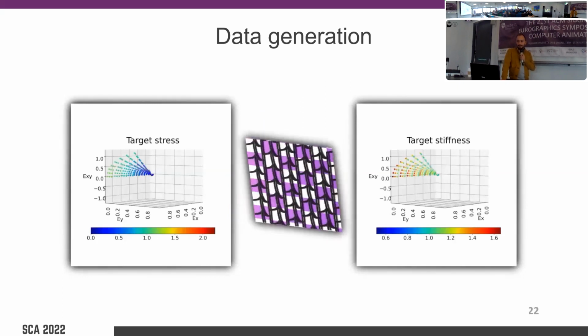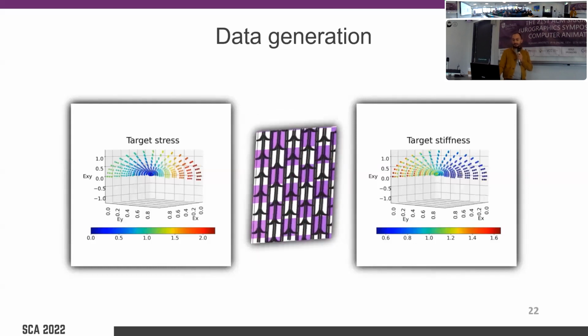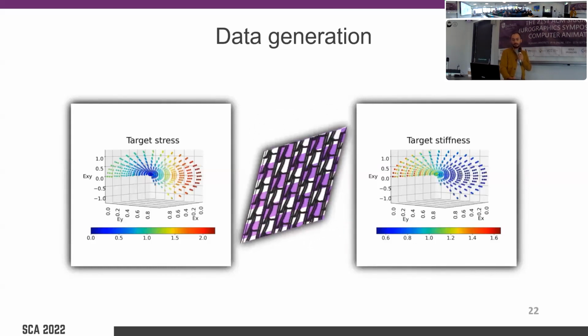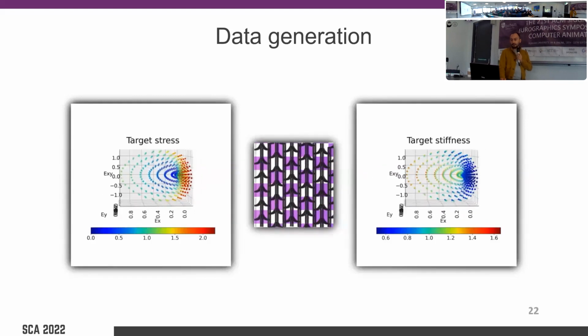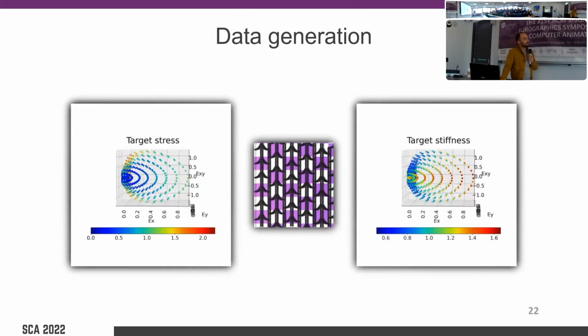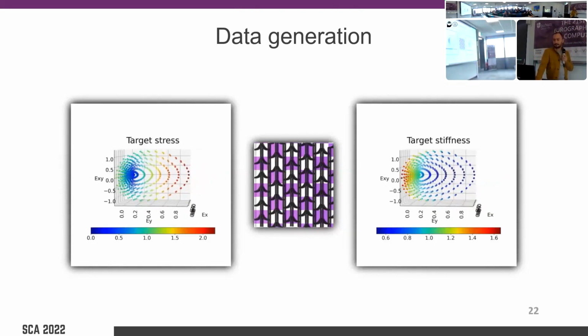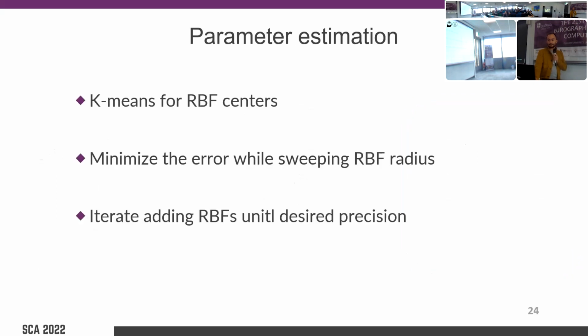Here you can see how we apply the stretches. Each deformation generates a mesoscale stress and stiffness, which corresponds to the dots populating the strain domain. On the left, each dot shows the norm of the stress, and on the right, we have the norm of the stiffness. Now we have collected the stress and stiffness data. Let's see how to estimate the parameters of our parameterized energy.